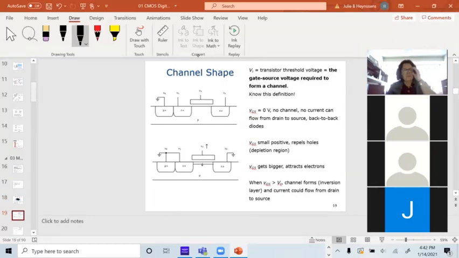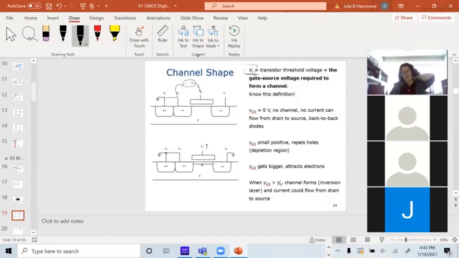Now, this is pretty important here. There's some threshold voltage that I've got to put between the gate, the source, and the body. I have to put a minimum voltage across there in order to form this channel, to turn this transistor on. This is called the threshold voltage. It's pretty important to know.